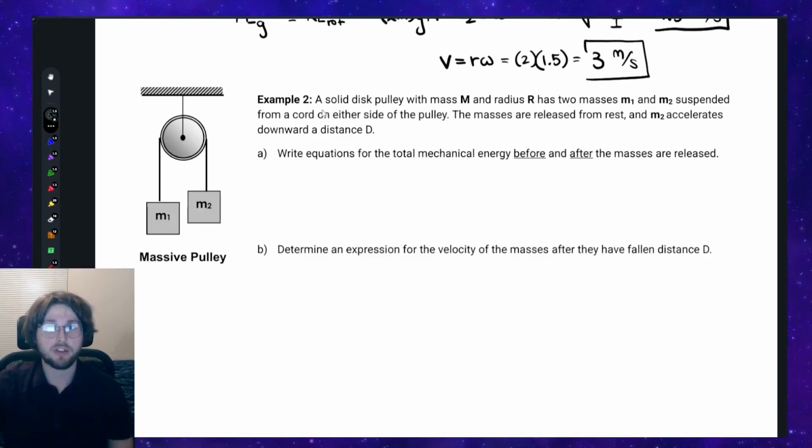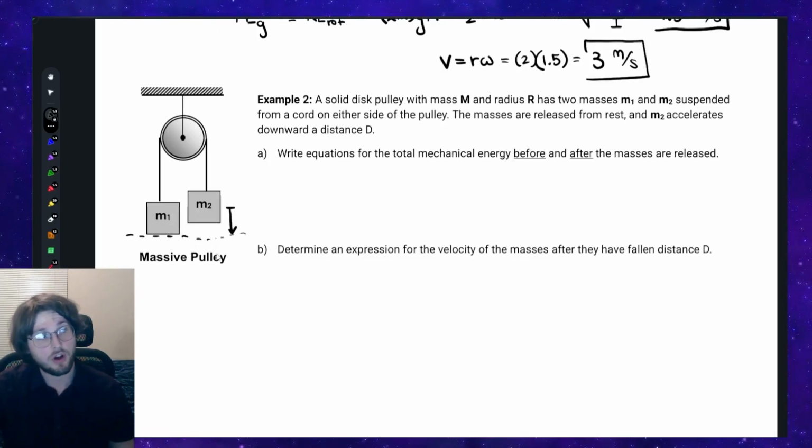It's the same setup as the last video where we've got a solid disc pulley with a mass m and radius r, and it's got two masses, m1 and m2, suspended on a cord from either side of the pulley. These masses are released from rest. M2 is the heavier one, and M2 accelerates downward through a distance of d. I'm going to draw that distance that it's falling down here. And for the sake of helping us visualize things, I'm going to say that M1 starts on the floor when this starts to fall down. Although even if it didn't, the logic that we're about to apply would work all the same.